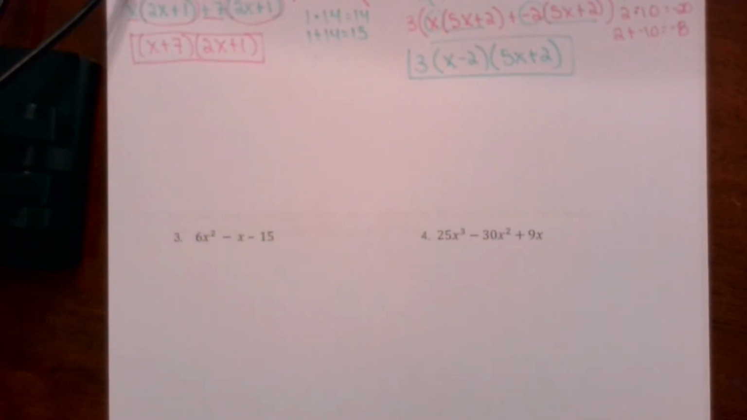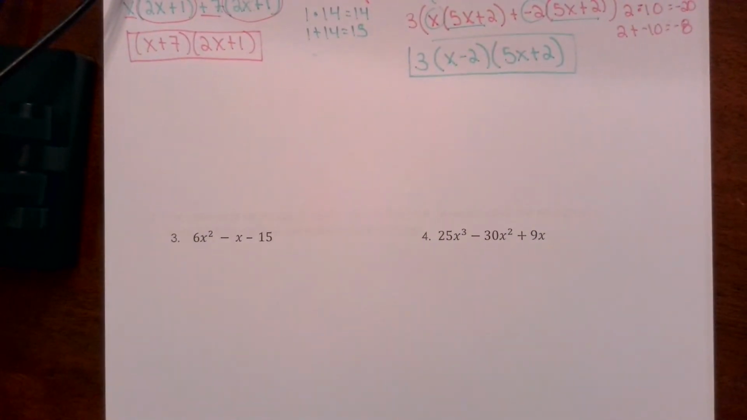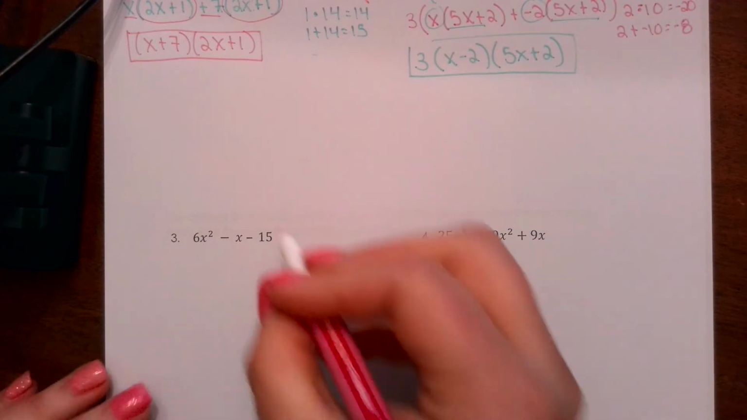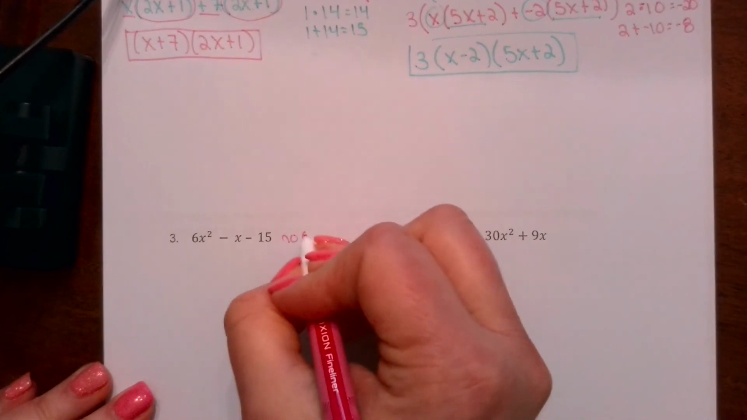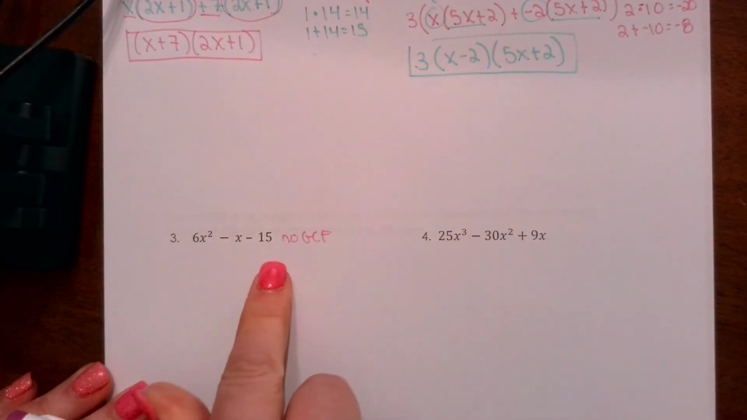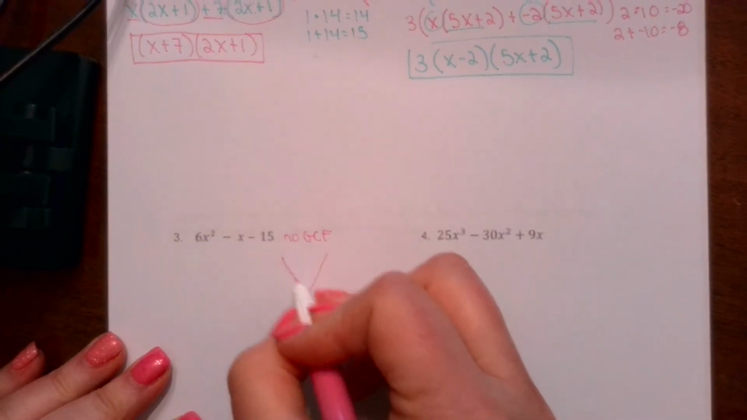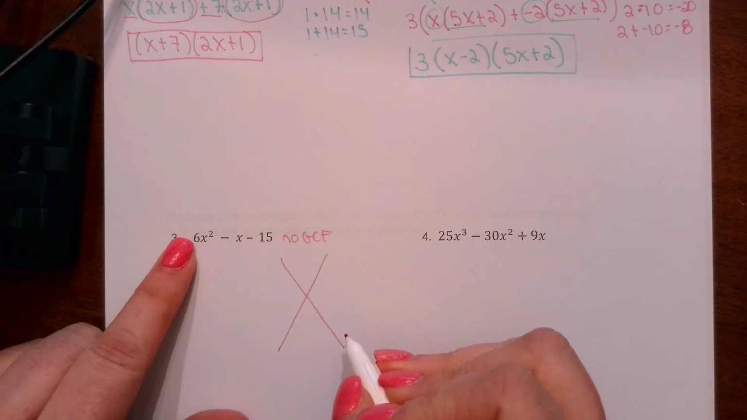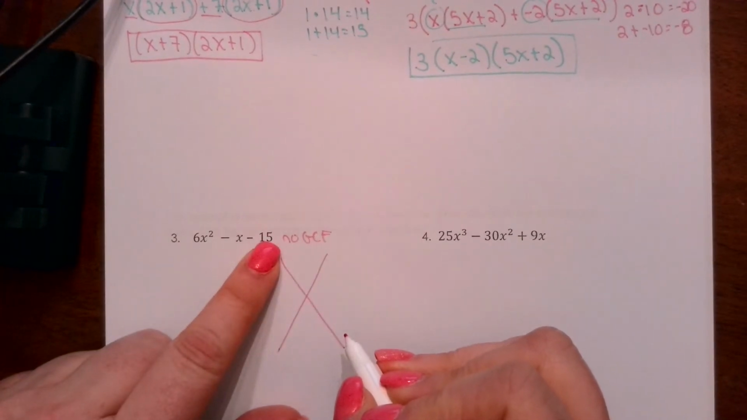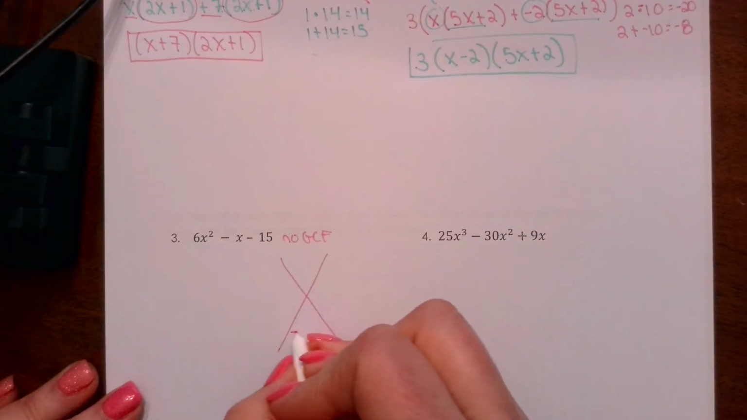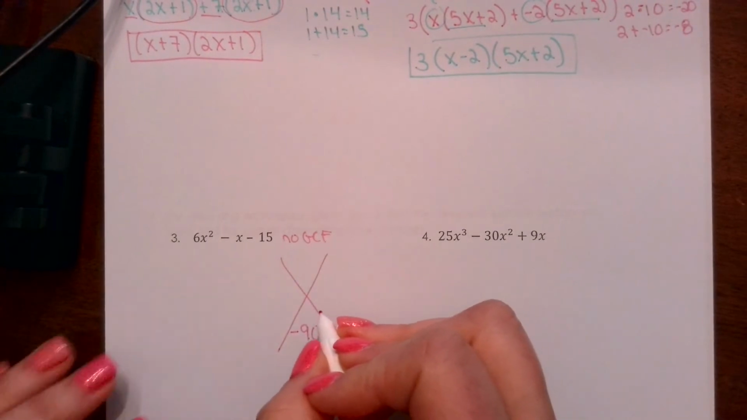Alrighty, I'm going to take a look at this next one, and I see that there is no common factor. No GCF, because I can't take out a variable, and I can't take out a number. Let's get my giant X, 6 times negative 15. Put that in the calculator, you're going to get negative 90. And b is negative 1.